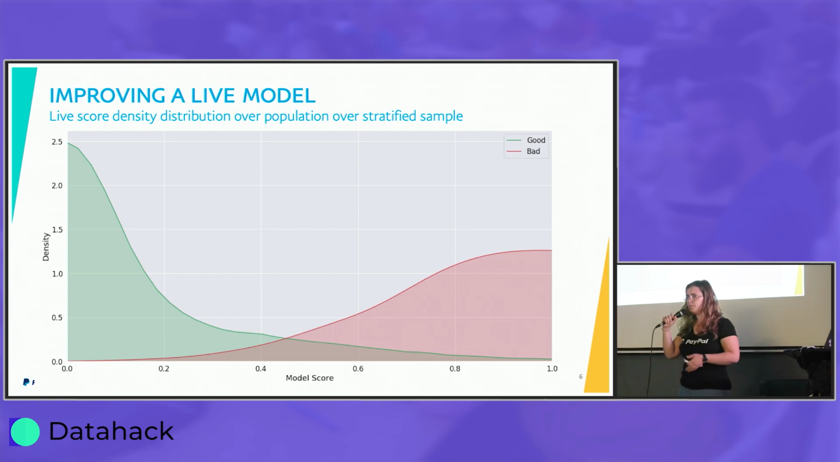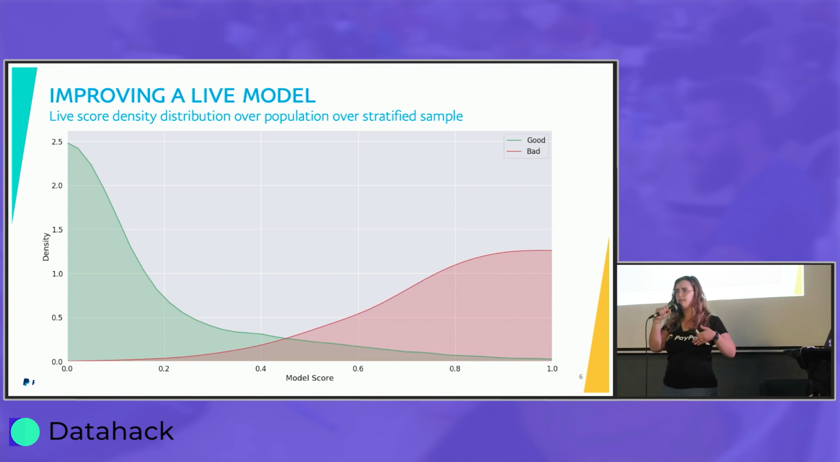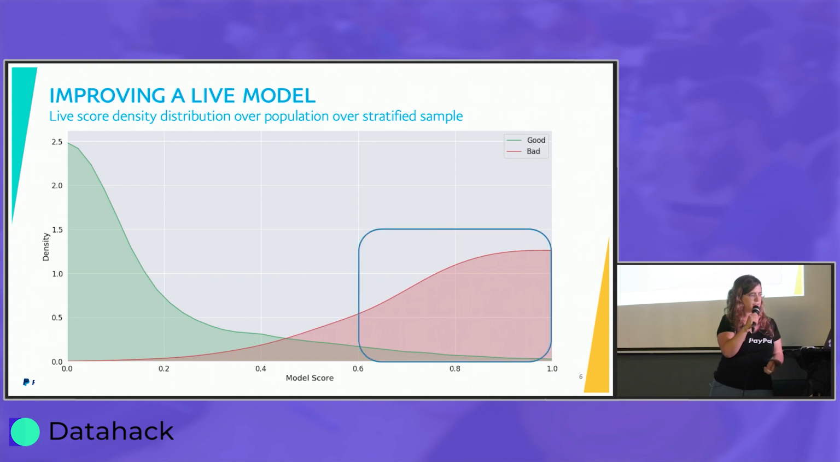And here is a mock-up distribution of how our model score would look in live over the two different populations I've mentioned, the good population, the good valid transactions, and the bad population, the bad transactions. Here we can see the model score, and we have a density distribution of the good population in green. You see most of it gets a low score, around 0, and the bad population mostly gets a high score.